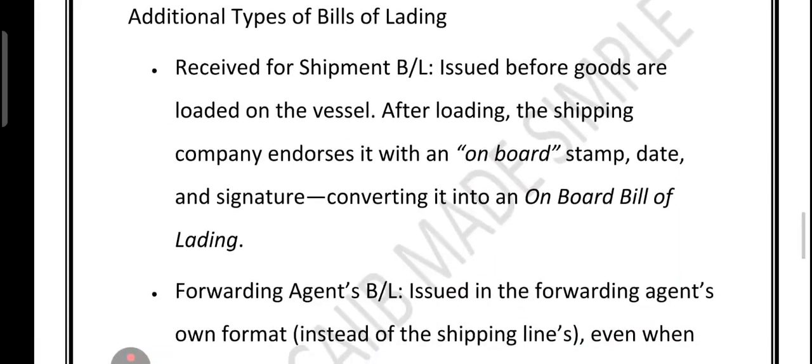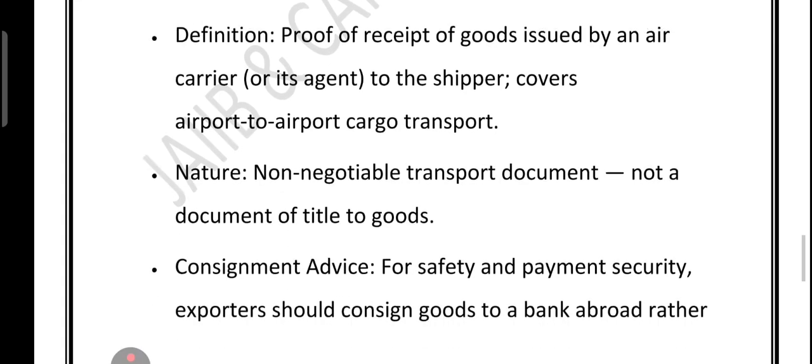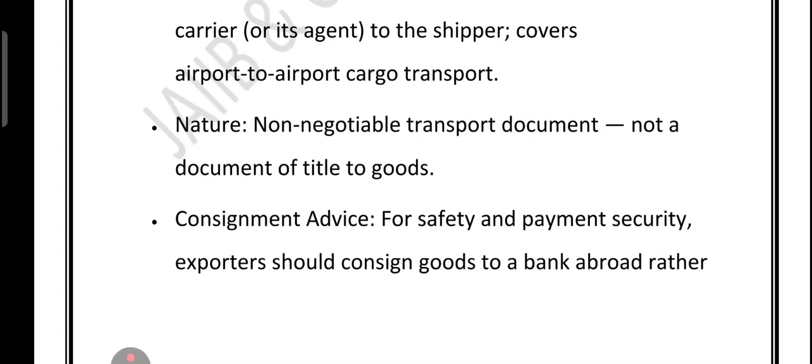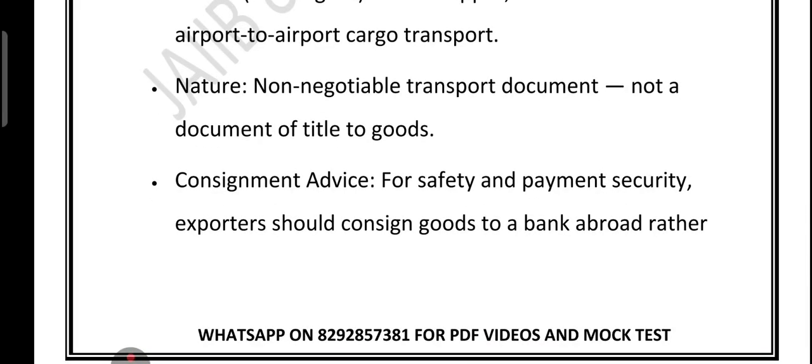Now we have some additional bills of lading. First is the receipt for shipment bill of lading. You can think of this as the document you deal with in air transport. It's called the airway bill or AWB. You can think of it like a receipt from the airline saying, yes, we have received your goods and we will transport them from one airport to another. Now here is the catch. It is a non-negotiable document, meaning it is not proof of ownership of the goods. So whoever has it can't just claim the goods. It is only proof that they were shipped.